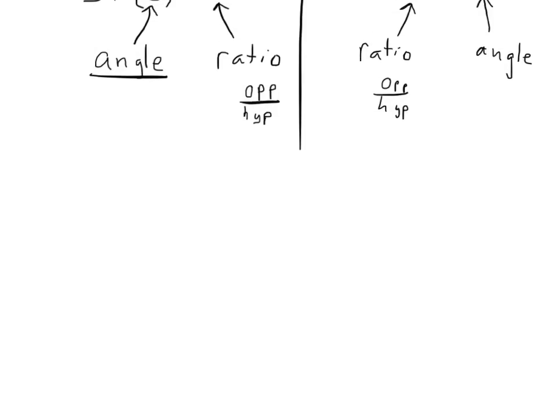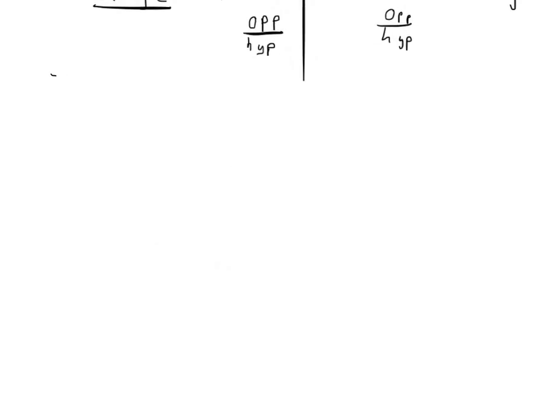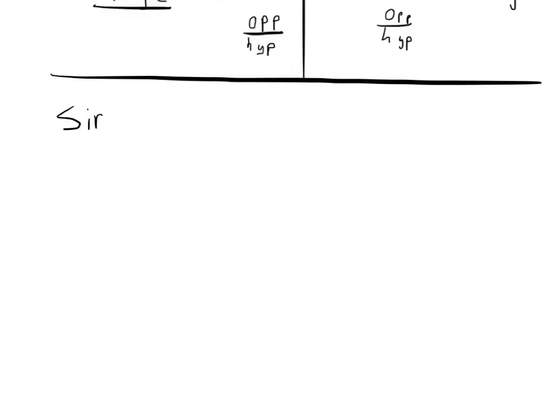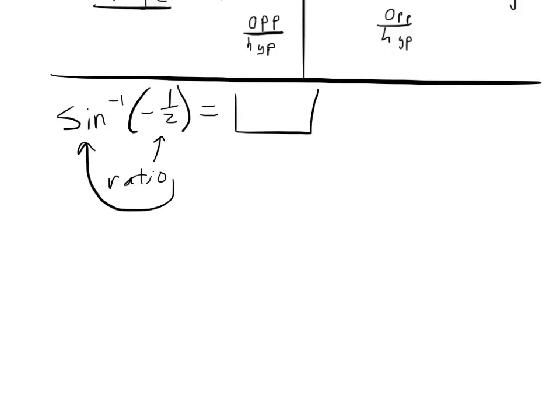So I suppose I need to mention one other thing. No, let's look at an example first. Suppose I asked you, what is the inverse sine of -1/2? Now think about what this means. What this means is the ratio of sine is -1/2. And I'm asking you, what is the angle that causes that to happen?